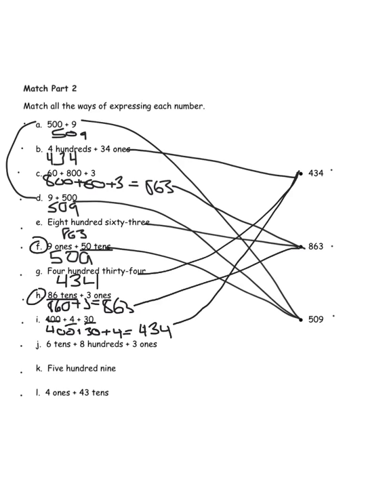Now let's look at J, 6 tens, 8 hundreds, and 3 ones. We know hundreds go first, tens in the middle, and ones to the right. 509, you hear it, and you can see it, and you know it.